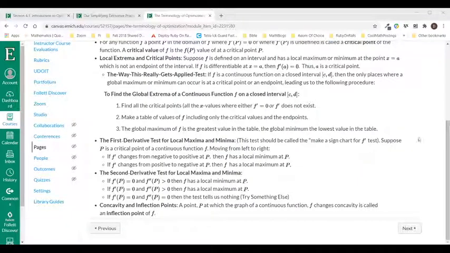Now this last thing from section 4.1 involves finding the global maximum and minimums on a closed interval. It sounds really hard, but in this section it's actually the easiest thing to do, so we're just going to talk about this for a second.